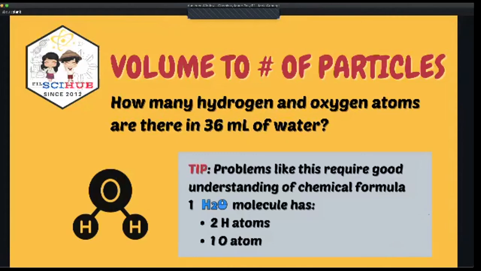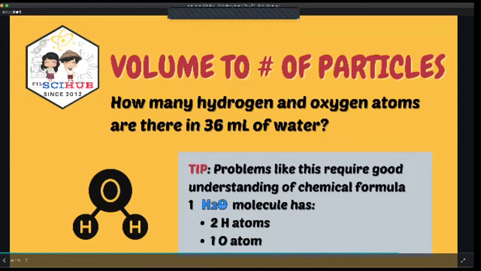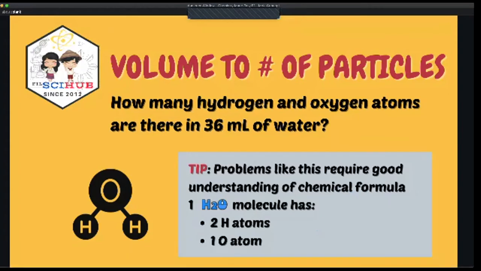This requires a very good understanding of chemical formula. So dapat pag nakita to ng mga estudyante, dapat mare-recognize nila na ang tinatanong ay hindi number ng molecules, but ilan yung bilang ng hydrogen atoms at oxygen atoms dun sa 36 ml ng water. So kung hindi nila alam na ang water ay may formula na H2O at ang ibig sabihin nun ay ito yung composition, dito medyo mararatal na yung student kasi, paano ko to sasagutin? Paano ko bibilangin yung hydrogen at oxygen atoms?